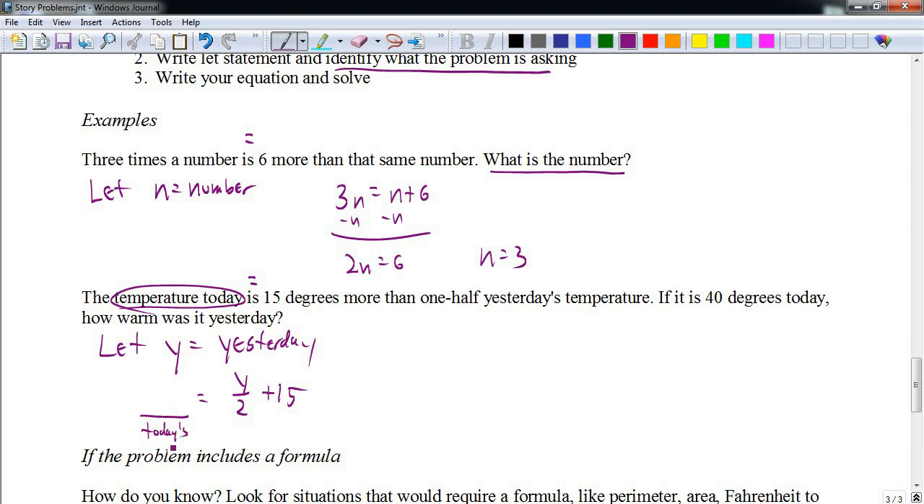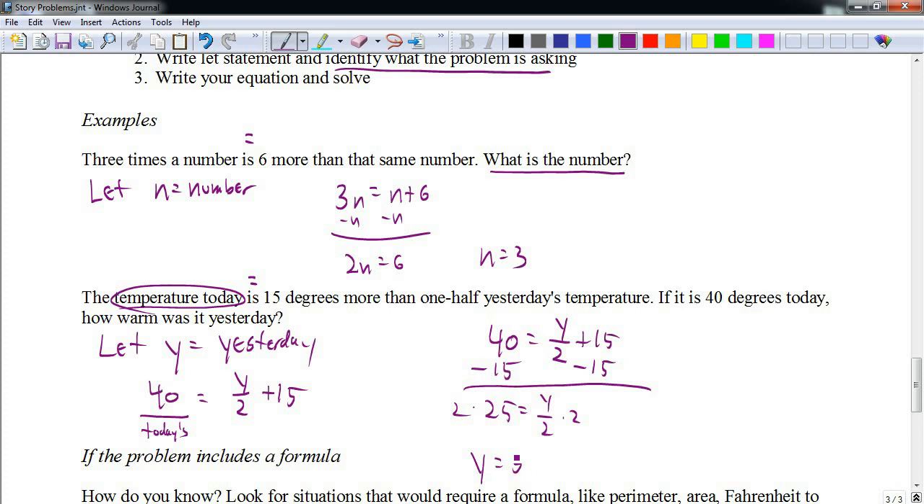And it says later in the problem, oh, today it is 40 degrees. Okay? If you aren't sure what to write in a certain part of an equation, leave it blank and fill it in later, because maybe they give you some more information later on in the problem. Here's my equation. I would then solve it from here. Minus 15, minus 15, 25 equals y over 2, times 2, times 2. Yesterday it was 50 degrees.